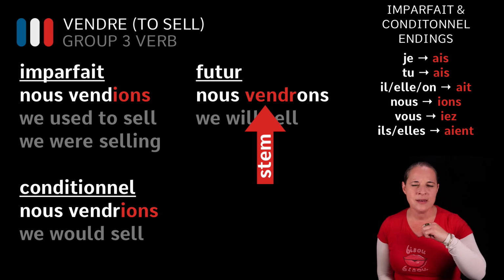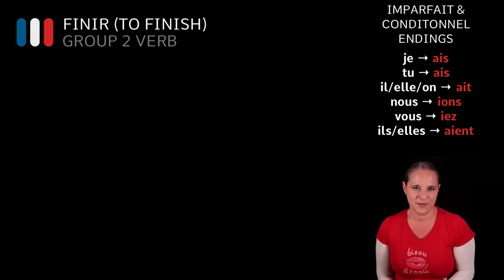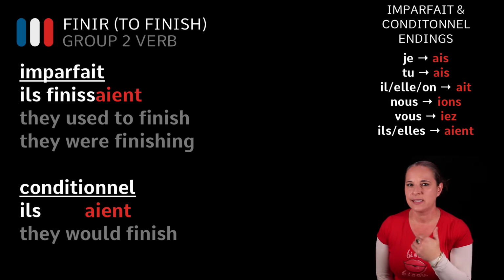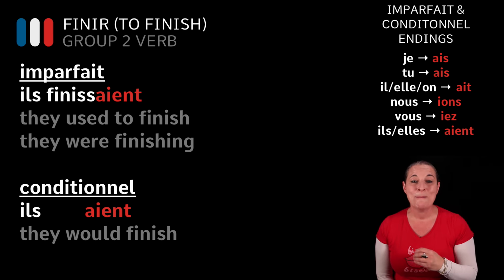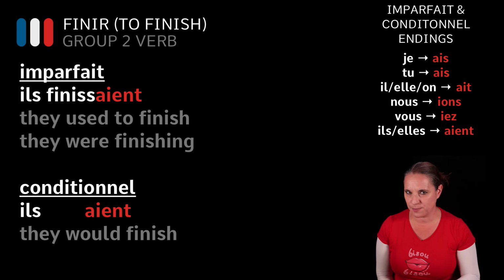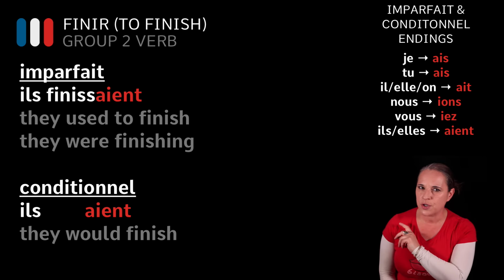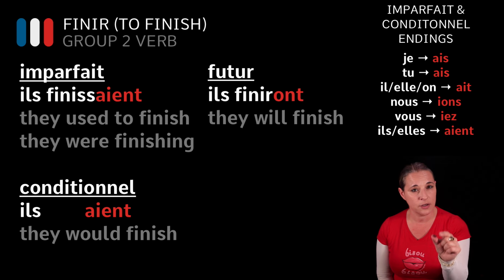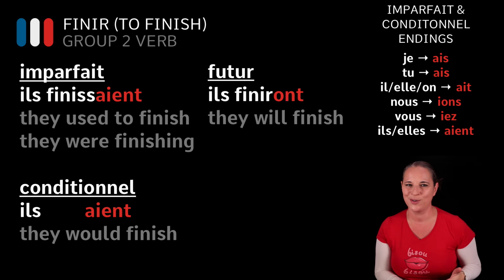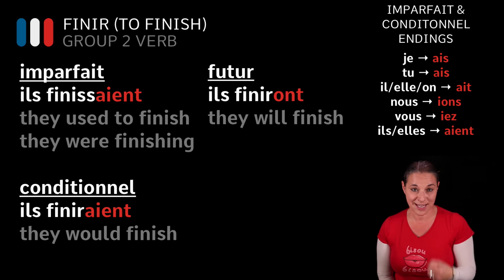Now, let's have a look at another verb from the second group, let's say. Finir, to finish. Ils finissaient, so they were finishing. But how would you say they would finish? Because we don't want to say they were finishing, we want to use the same endings, A-I-E-N-T. Now let's have a look at the future of finir. Ils finiront, they will finish, so we are going to use that stem and attach it to the conditional endings. Ils finiraient, they would finish. Okay, do you get that now?